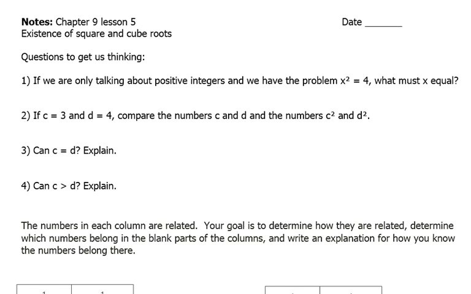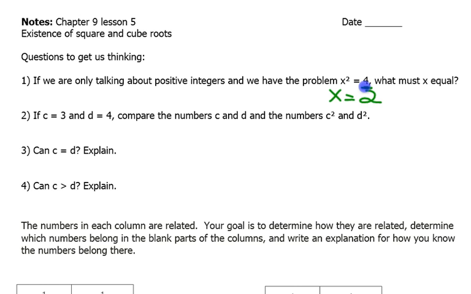So we know we're talking about positive integers. If I have the problem x squared equals 4, we're trying to figure out what x has to equal. So we're basically saying, is 4 a perfect square, which it is. So what times itself gave me 4? Well, we know that 2 times itself gives you 4. So x would have to equal 2.